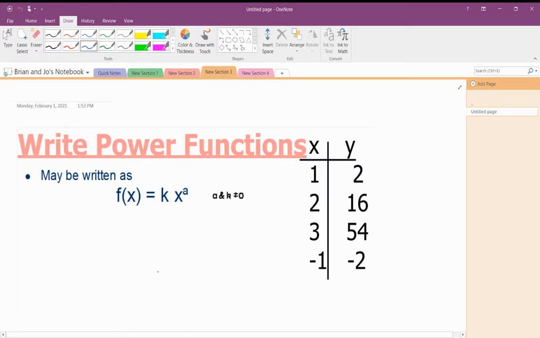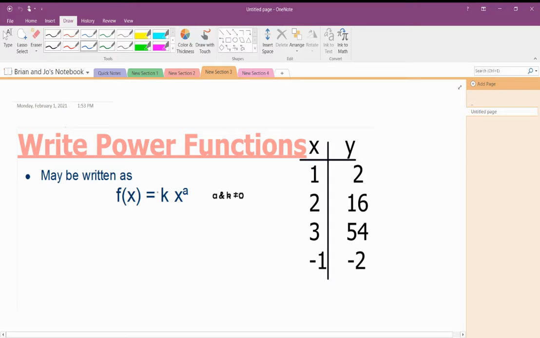All right, the other slide that I skipped is a very important slide. This is going to be on your test. This is how to write power functions. Now, we have already written quadratic functions. We've written linear functions. Now we're going to write a power function.